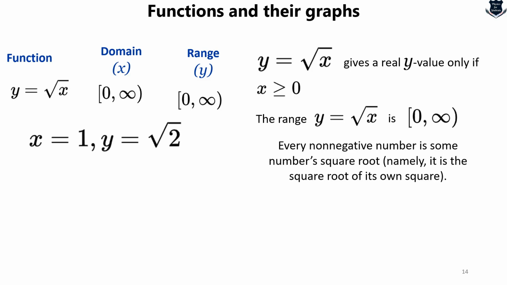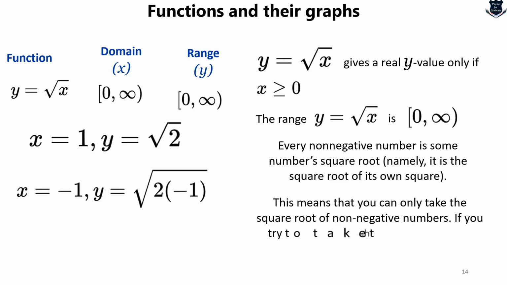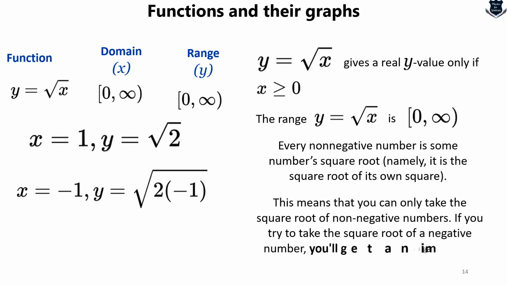Now here you see, if I take x equals -1 and y equals square root of -1, what happens? Now you can understand from here that this is not a real number. This is an imaginary number. So from here what we get is that you can only take the square root of non-negative numbers. If you try to take the square root of a negative number, you will get an imaginary number which is not a real number. So again it proves that for y equals square root of x, this is the domain and this is the range.